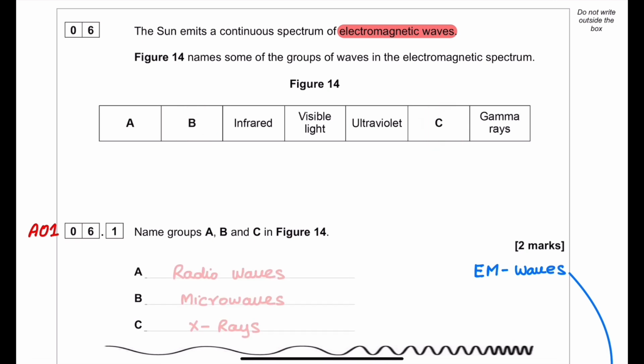Let's see the model answer. So A is radio waves. In our spectrum, B is microwaves and C is X-rays. It is an AO1 question. The student must know the names of the waves in the electromagnetic spectrum.